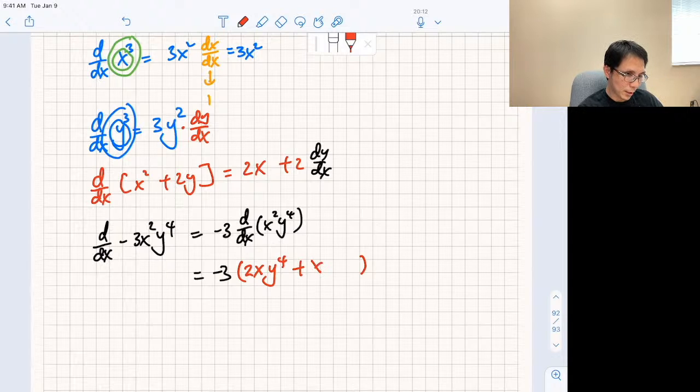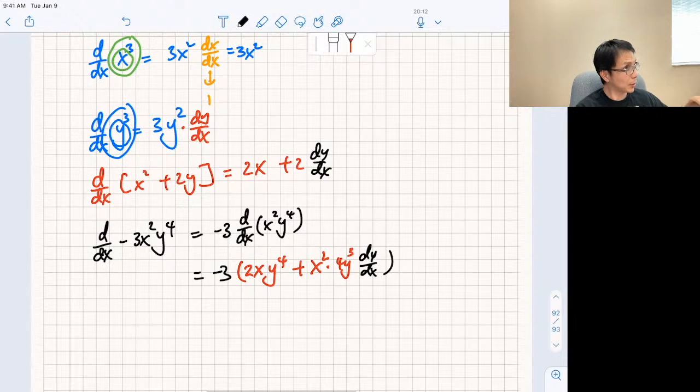Plus x squared times 4y to the 3rd, right? And what's the most important thing? dy over dx. Why did you multiply d over dx times...? I just, I didn't multiply.